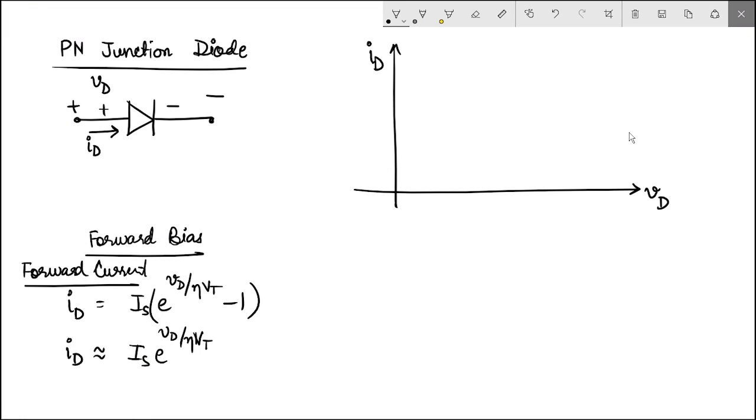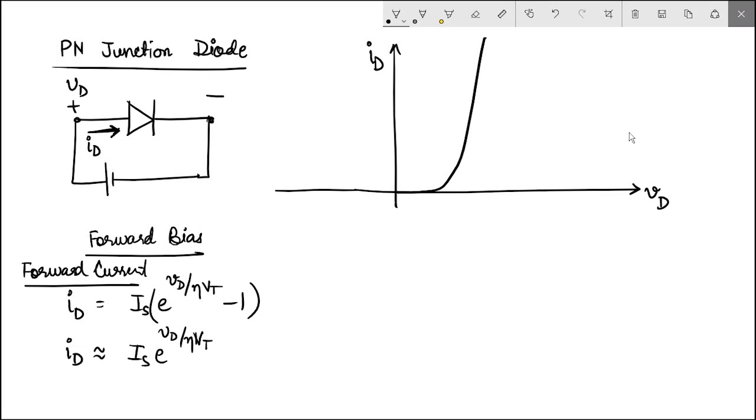This potential is Vd, P side with respect to N side. And this direction of current is Id. So we just saw that when I give a positive voltage to P with respect to N by connecting, say, a battery like this, the value of voltage up to which no current is flowing is called V gamma, which is called cut-in voltage.